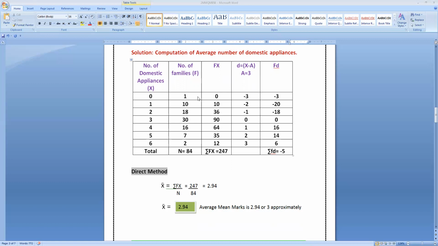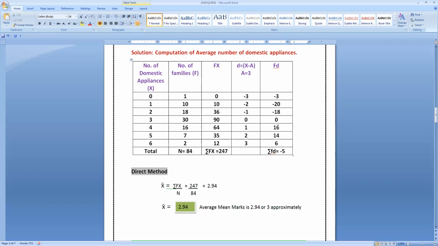So let us have one more column, multiplying the frequencies with the deviation values. Plus into minus is minus, 1 into 3 is 3. Plus into minus is minus, 10 into 2 is 20. Plus into minus is minus, 18 into 1 is 18. 30 into 0 is 0. 16 into 1 is 16. 7 into 2 is 14. 3 into 2 is 6.